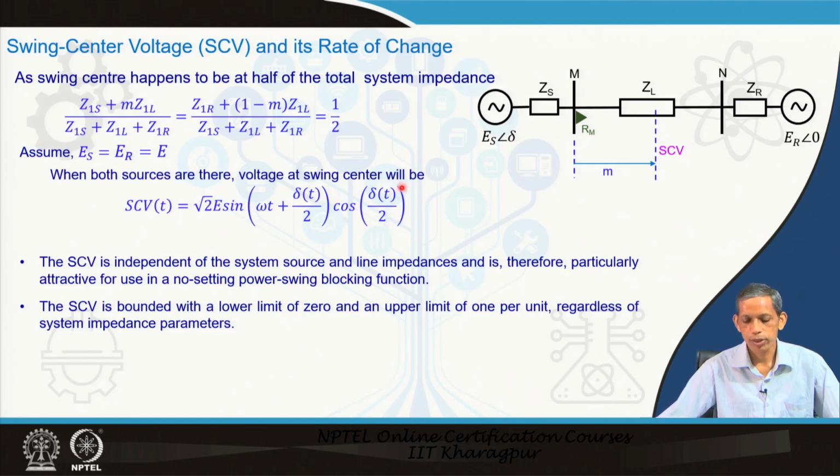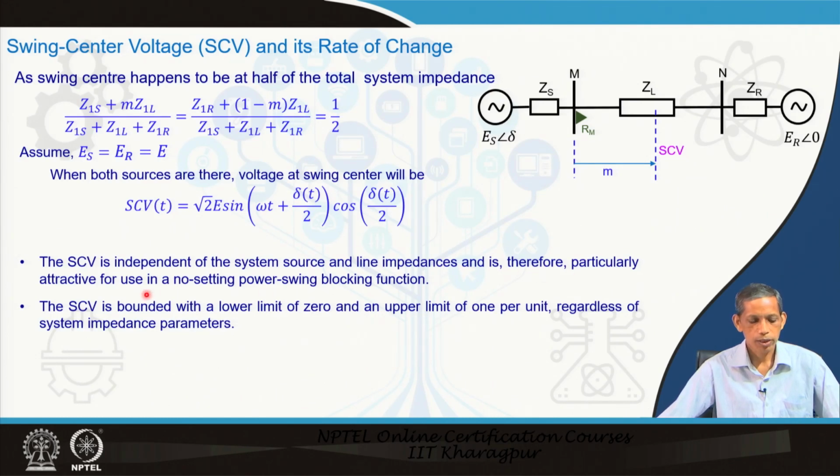So, this term, we consider this magnitude of the corresponding swing center voltage, and it is a function of the sine of this angle, delta t also. Swing center voltage is independent of the system's source and line impedances, no impedances, nothing. It is only a function of root 2 E and delta, and omega is the system frequency, sin omega t, for a 50 hertz system or so.